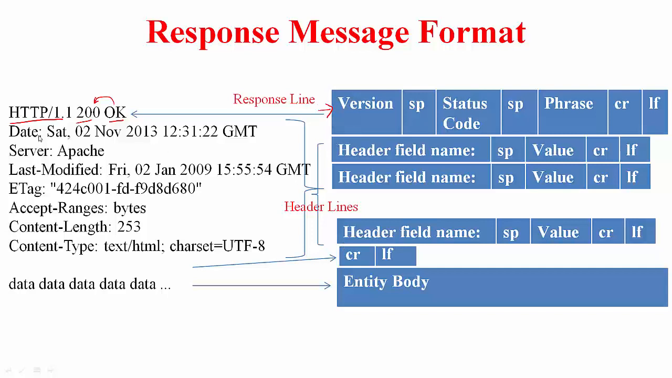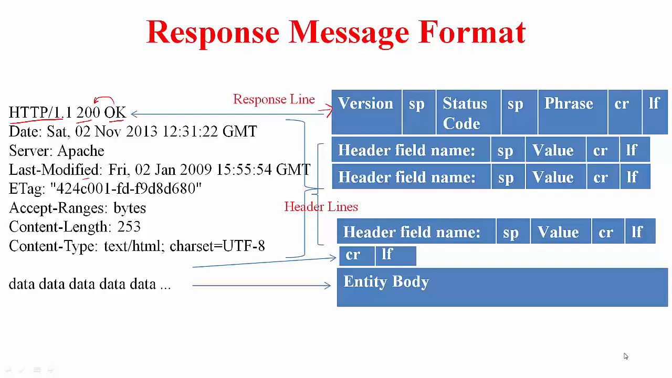So it will specify the date, the timestamp at which it is sending this particular response message, the server type, in this case it is Apache, and this particular object that the server is sending. It will also specify when it was last modified. ETag is used again in the context of web proxies. Sometimes you want to resume a download from a halfway point, in which case Accept-Ranges specifies whether the server supports this kind of byte-level downloads.